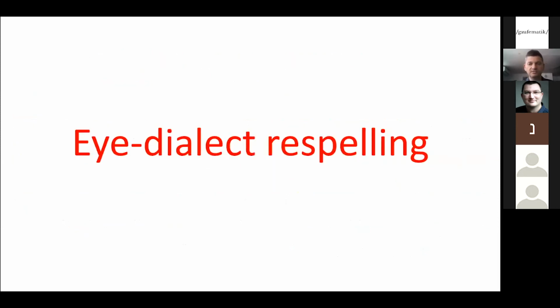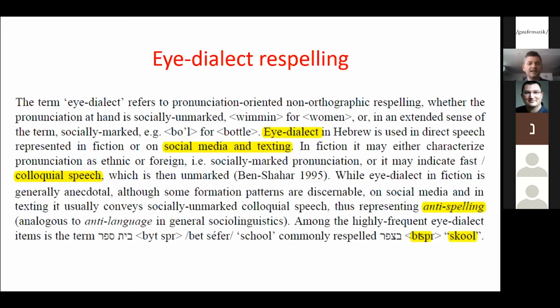Last point, idolatry spelling. Well, this is necessarily only about puns. So if we think about how the word "women" in English could be respelled like this, like "wimmin", Hebrew can also respell while keeping the pronunciation intact.